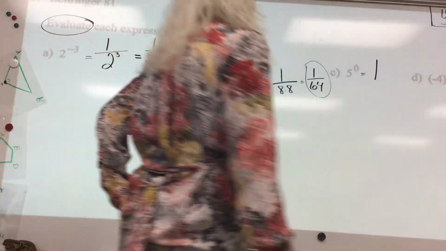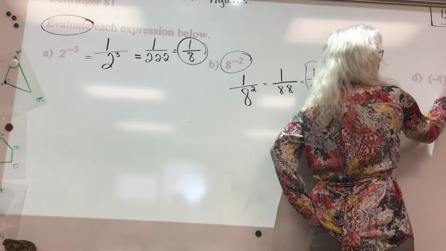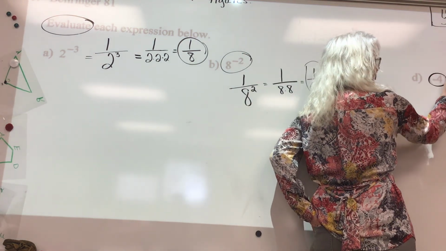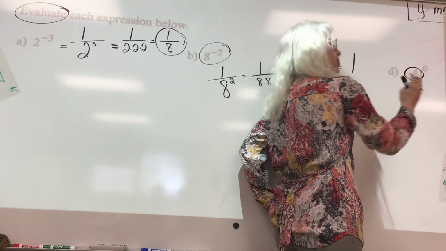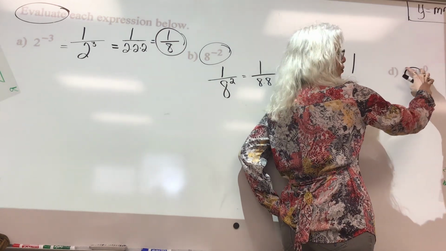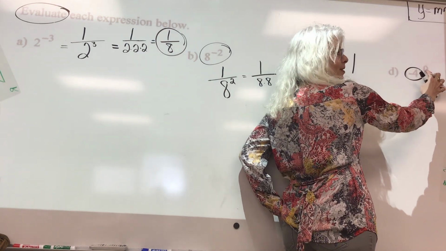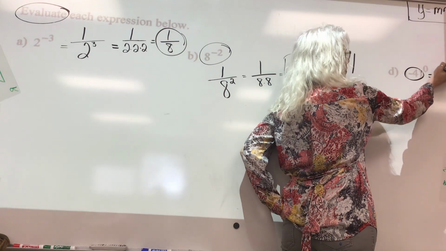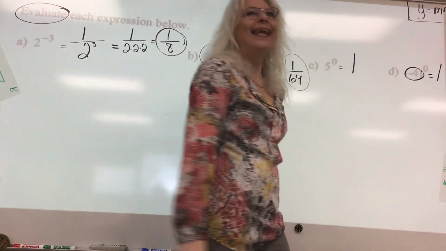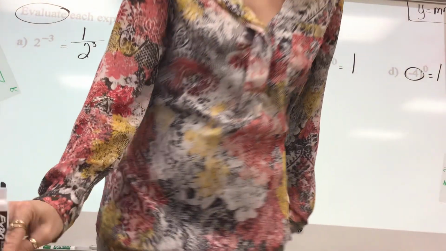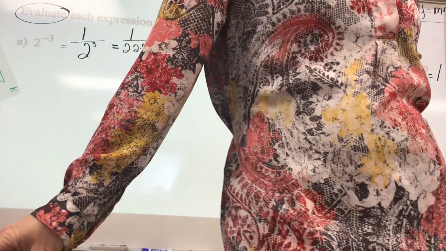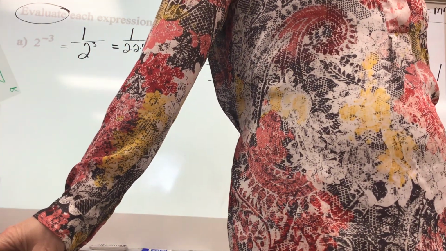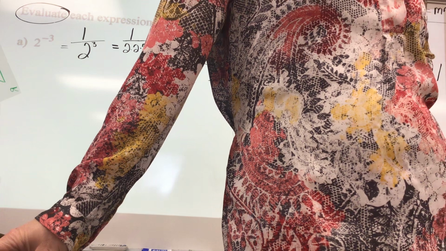So here we have the exponent is next to the negative 4, correct? So this says take negative 4, which is in parentheses, and raise it to the 0 power, so that equals 1. Any number to the 0 power is 1. Any number. Doesn't matter what the number is, it is 1.